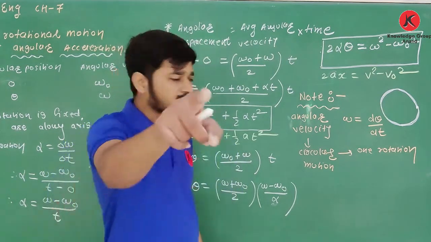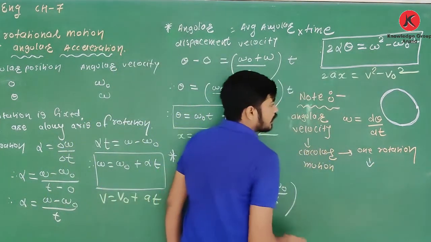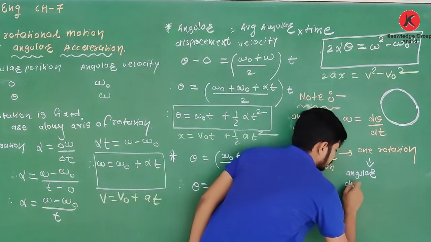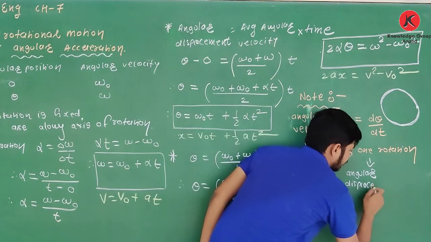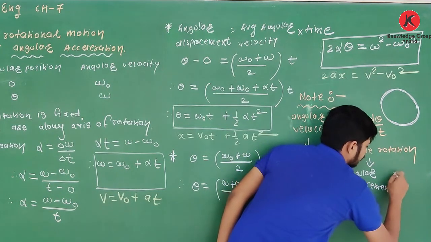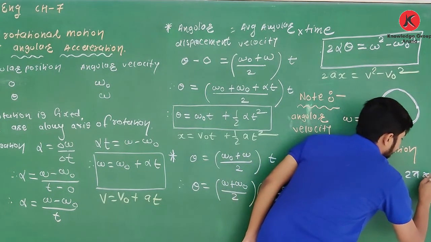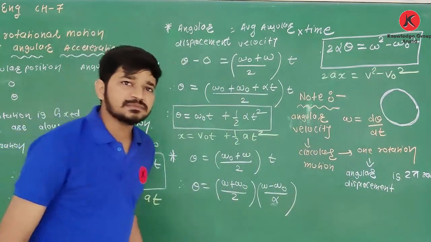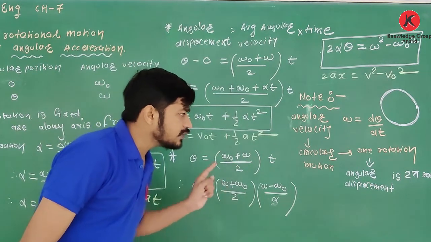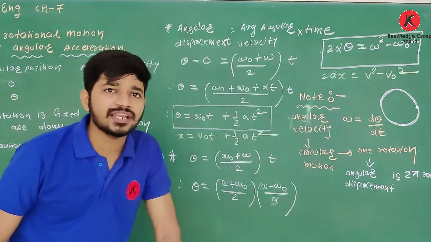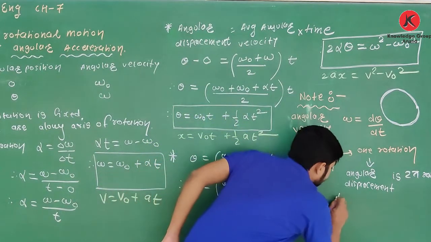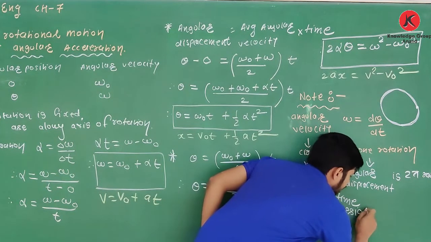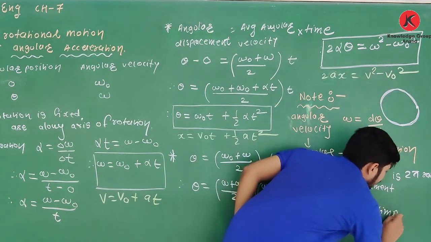So yes, you have to remember, okay, for one rotation, angular displacement is 2 pi radian. Simple. For one rotation, angular displacement is 2 pi radian. Okay. And what is time? It is nothing but the periodic time, that is capital T.